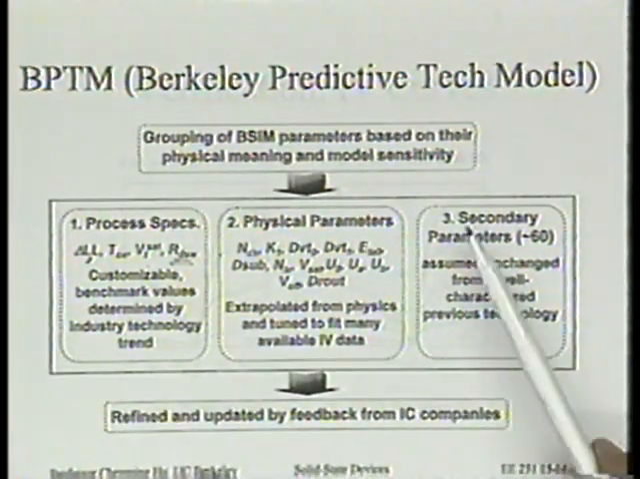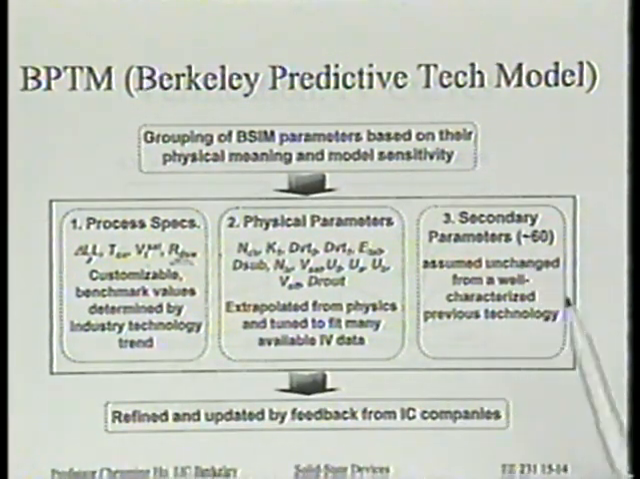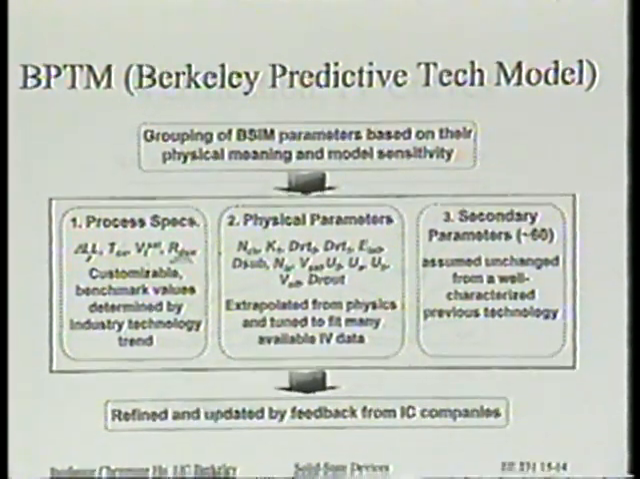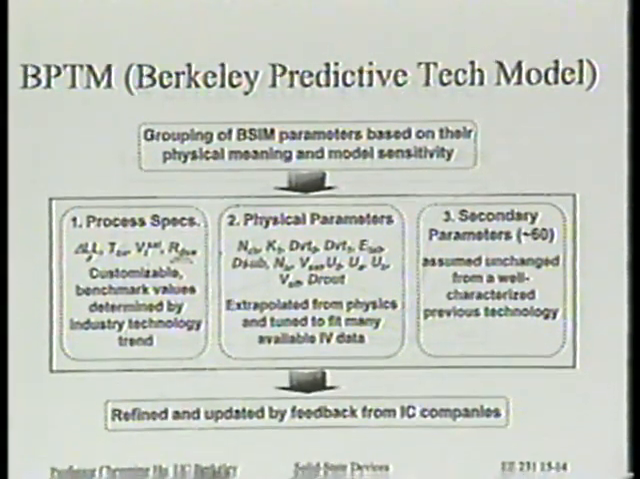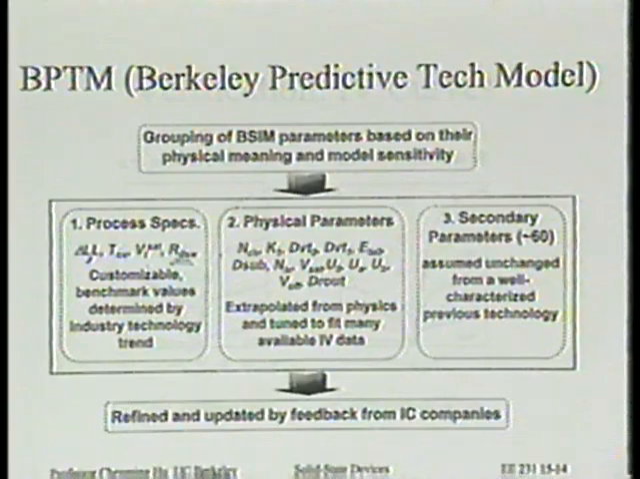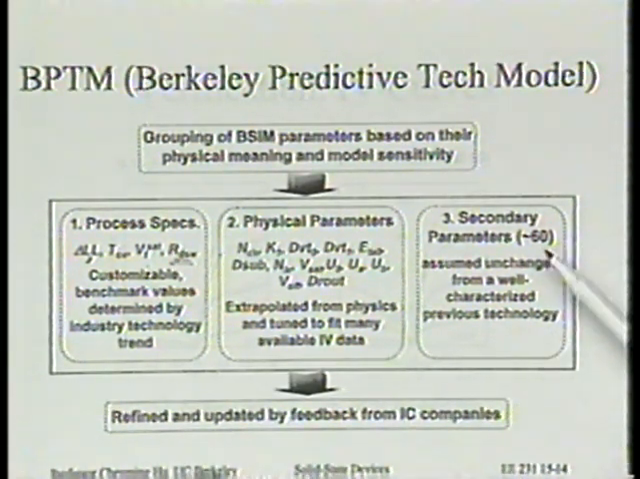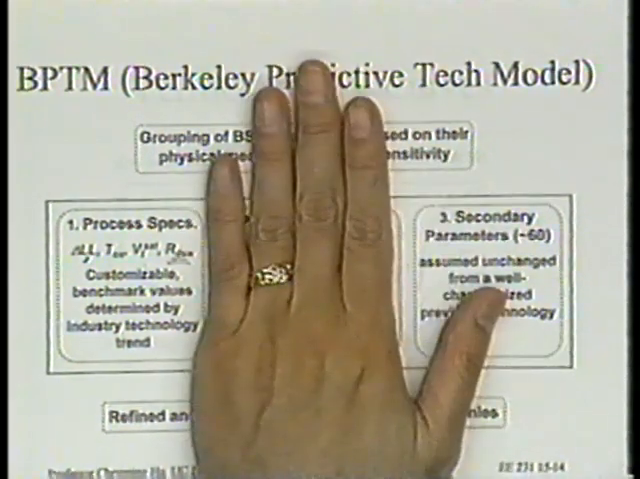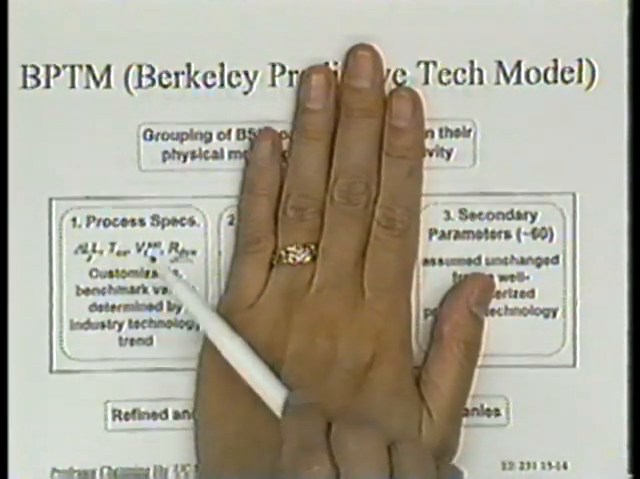And finally, everything that's the rest is called secondary parameters. There are about 60 of those. Those are really just curve fitting parameters, trying to get the data close to 2% of accuracy compared with data. So we're going to assume these are unchanged because we think they have minor effect on the device characteristics. All right? You see what Kevin is saying? This is the process specs, right? And so if you're the designer, you have to tell us what you want.